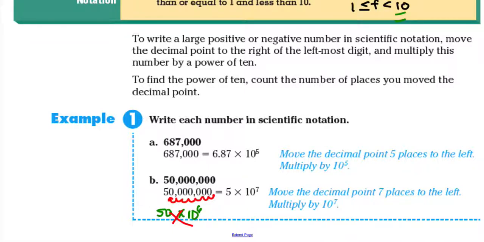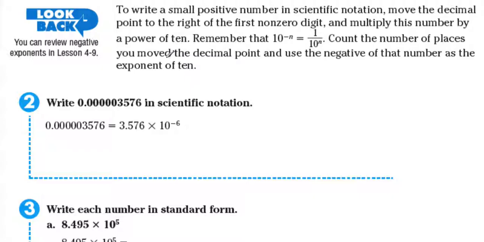Before we do that, to write a small positive number in scientific notation, we need to move the decimal point to the right of the first non-zero digit. Remember that in example number 1, we moved the decimal to the left because it is a large positive or negative number. In this case, since it's a small positive number, we move the decimal point to the right of the first non-zero digit, and multiply this number by a power of 10.